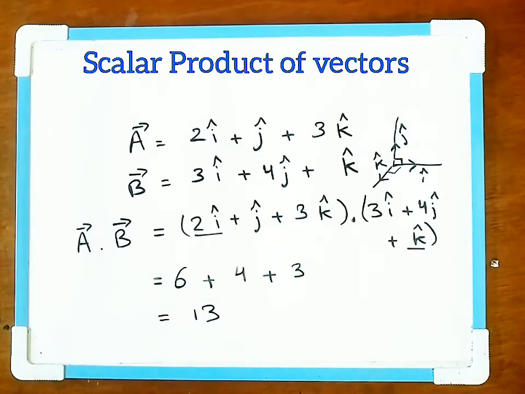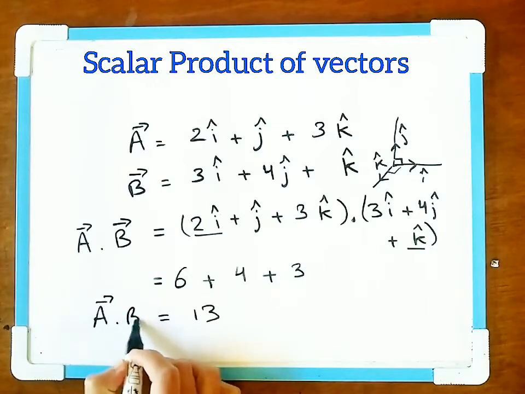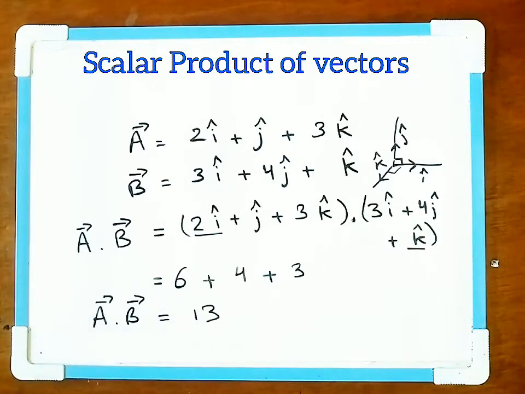And do you see any unit vectors in this result? No. Since there is no unit vector in the result of A dot B, the dot product of these two vectors will give you a scalar quantity. Hence we call this the scalar product, because if we take the dot product of these two, you will get a scalar quantity.